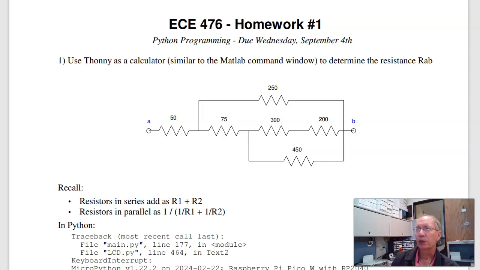Here are solutions to homework set number 1 for ECE 476, Advanced Embedded Systems. This is looking at just Python programming, using Python as a calculator, very similar to MATLAB. On the first problem, find the resistance from A to B using Python.